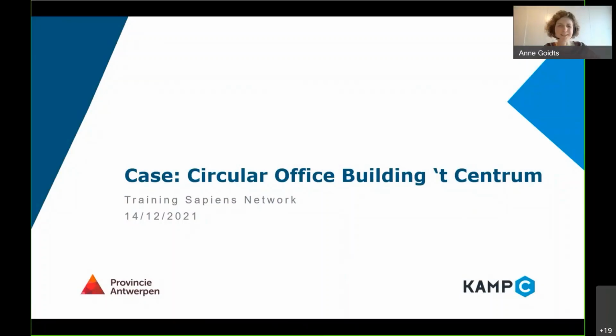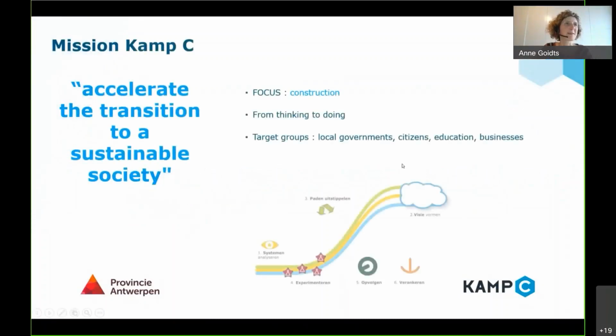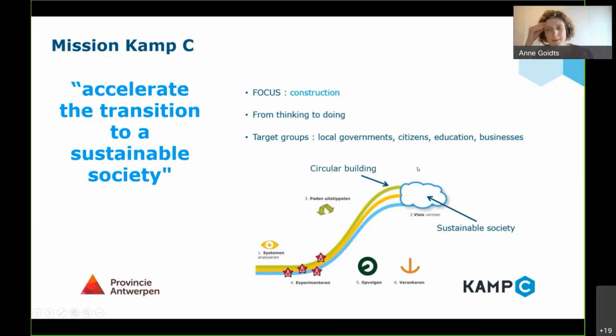Okay. Very good. So I'm working for Camp C, and we are building a circular office building, and that's what I'm going to talk to you about today. So a little bit about Camp C. Camp C is a part of the province of Antwerp in Belgium. We are the center of innovation and for sustainable construction. And our mission is to accelerate the transition to a sustainable society.